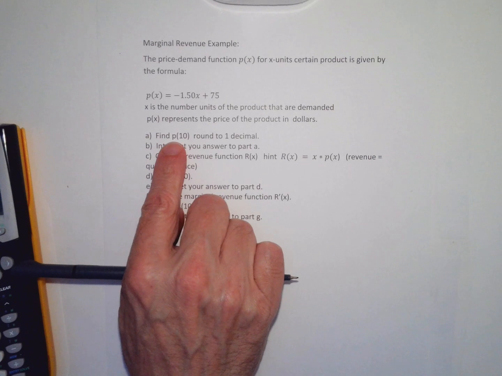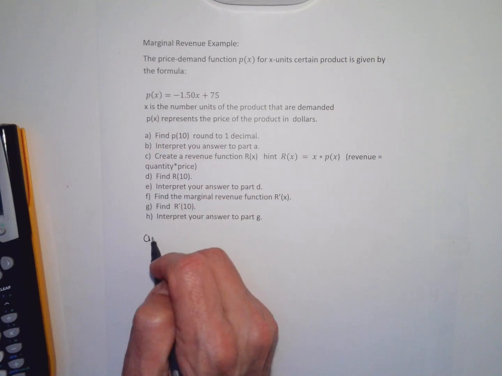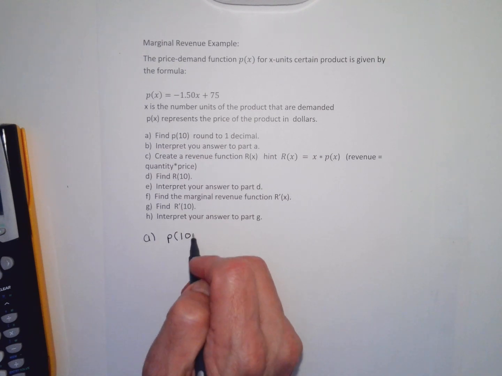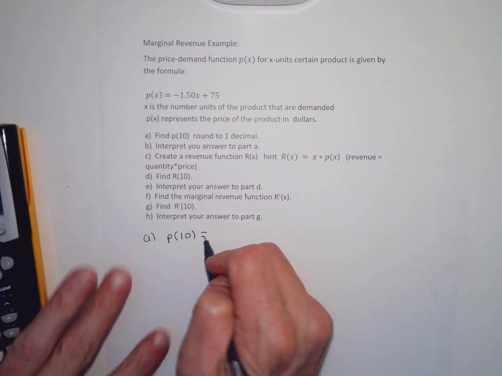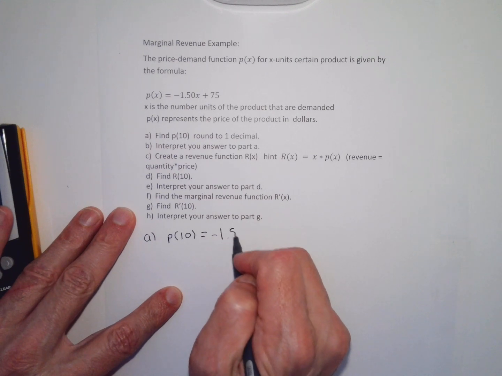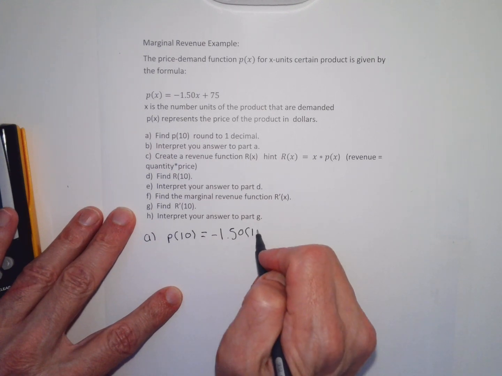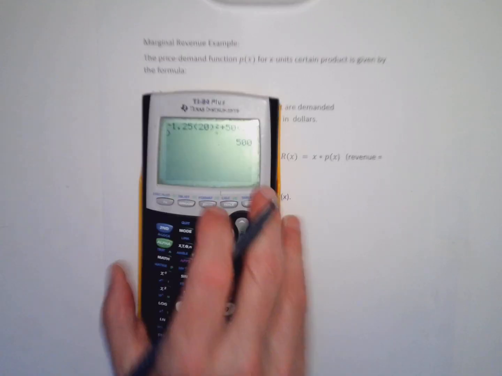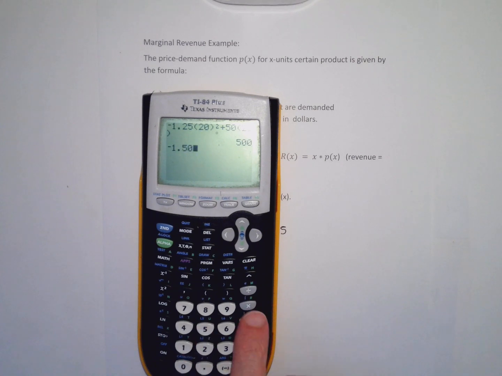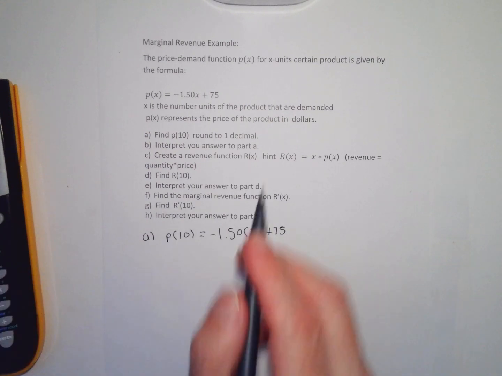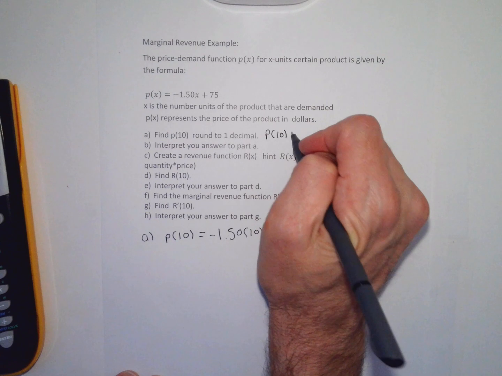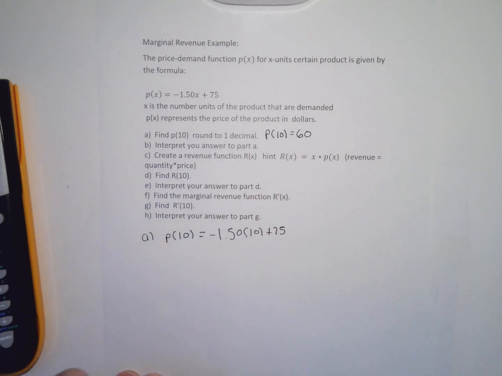First it says find P of 10. So for part A, I'm simply going to use the lowercase p, which is my price demand function, and plug in 10. And this is going to give me negative 1.50 times 10 plus 75. So negative 1.50 times 10 plus 75, I get 60. So the answer to part A is P of 10 equals 60.